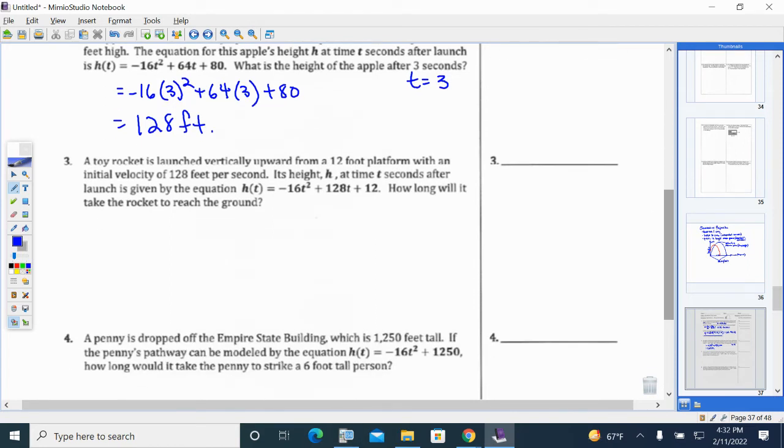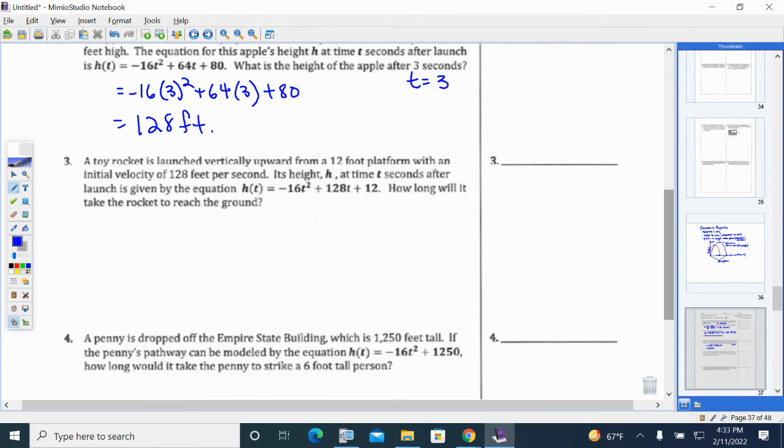A toy rocket is launched vertically upward from a 12-foot platform with an initial velocity of 128 feet per second. Its height h at time t seconds after launch is given by the equation h of t is equal to negative 16t squared plus 128t plus 12. How long will it take the rocket to reach the ground? So it's asking you, after it launches, how long is it going to take to reach the ground? Well, that would be a root or a 0.